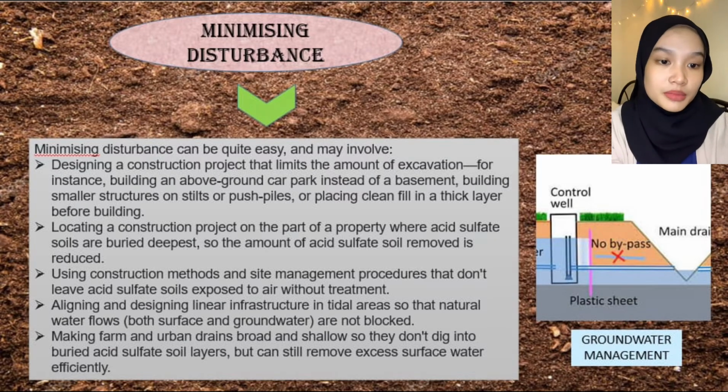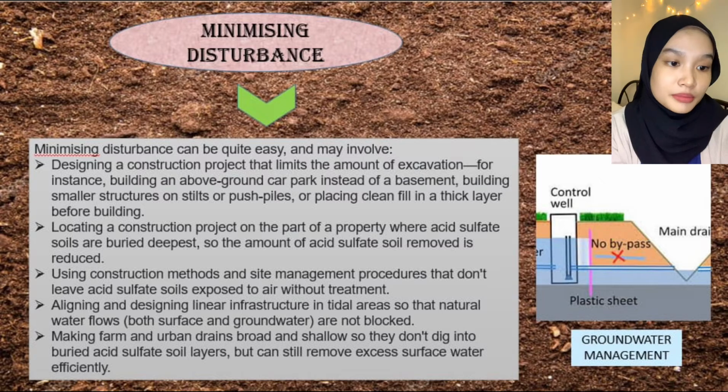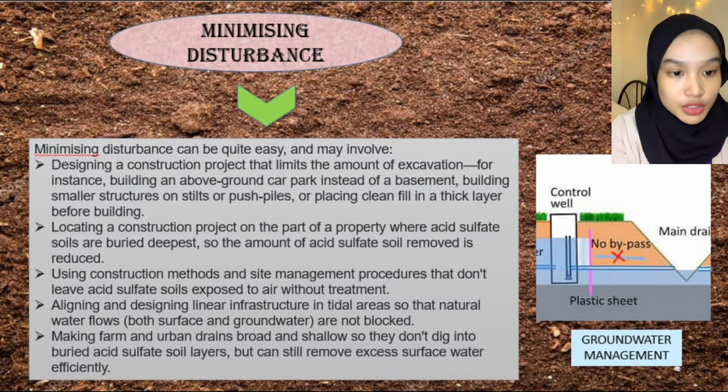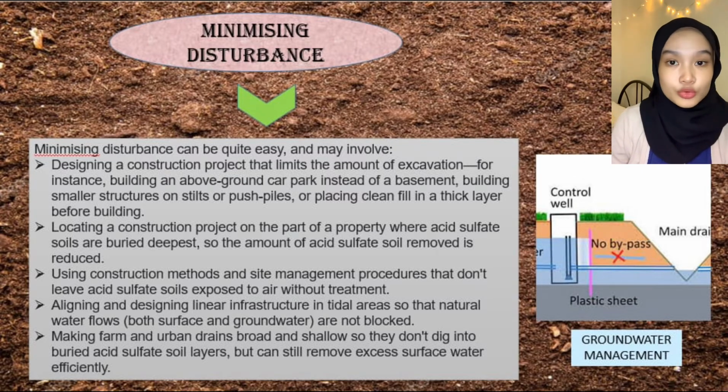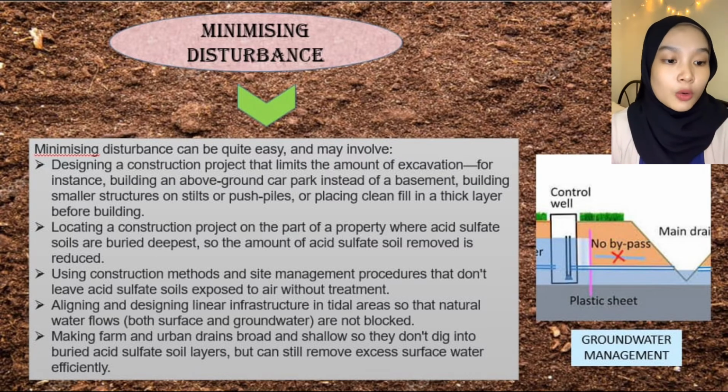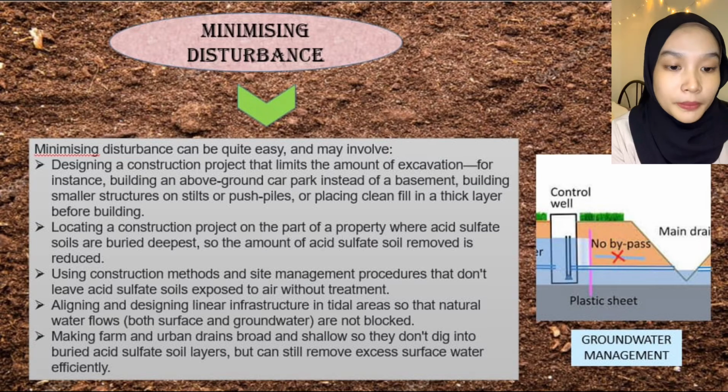Minimizing disturbance. Minimizing disturbance can be quite easy and may involve designing a construction project that limits the amount of excavation, for instance building an above ground car park instead of a basement, building smaller structures on stumps or push piles, or placing clean fill in a thick layer before building. Locating a construction project on the part of a property where acid sulfate soils are very deep, so the amount of acid sulfate soil removed is reduced.